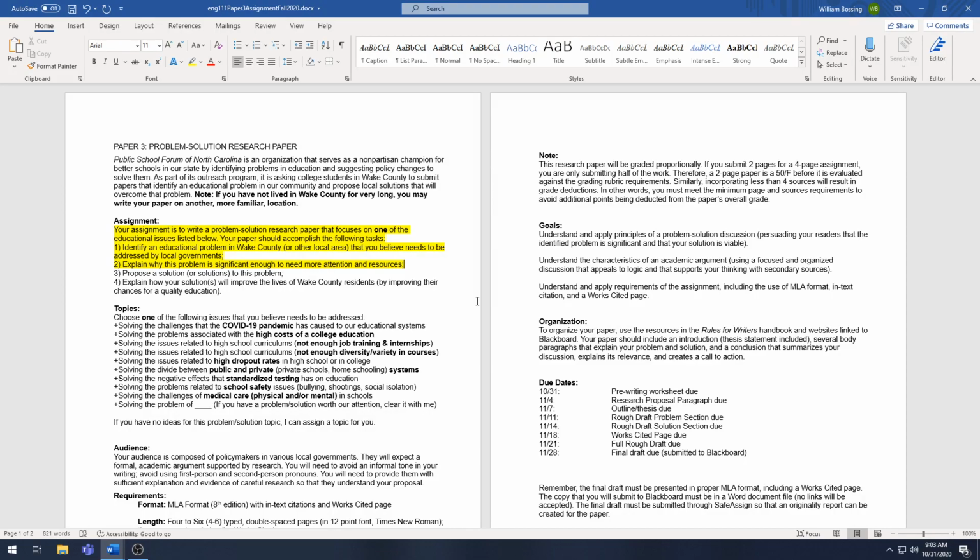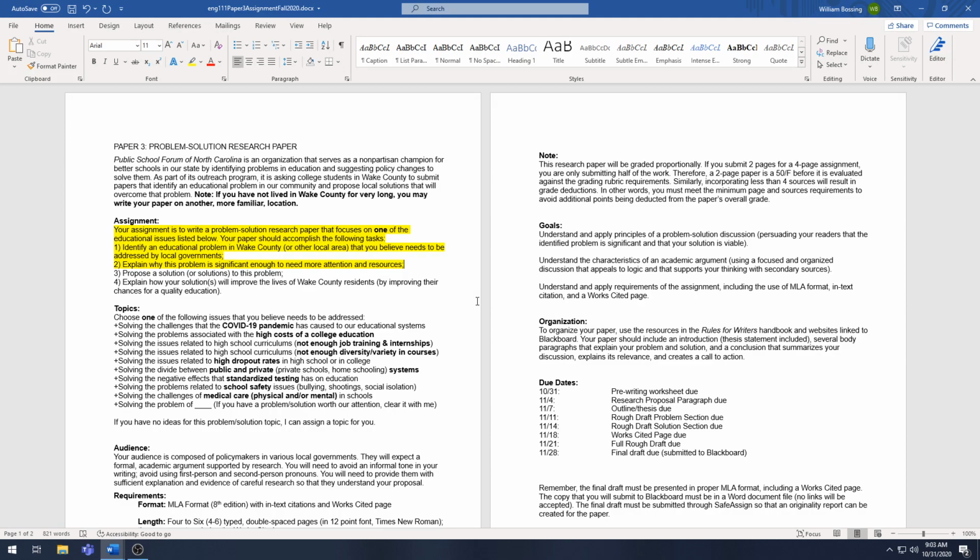So keep it local, and you can define what local is. I put Wake County because a lot of us have connections with the Wake County public school system or the community college system or local universities. But if you want to say North Carolina is local, if you want to argue that North Carolina should provide free community college education, that's cool. That would be effective.